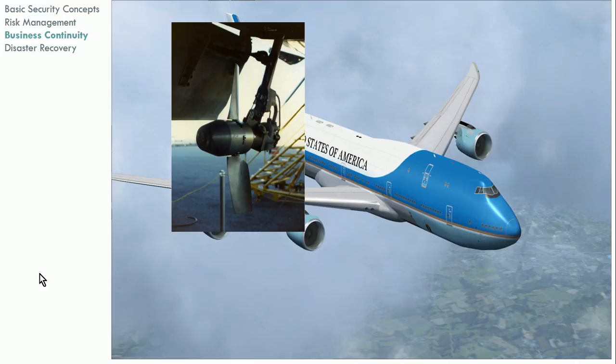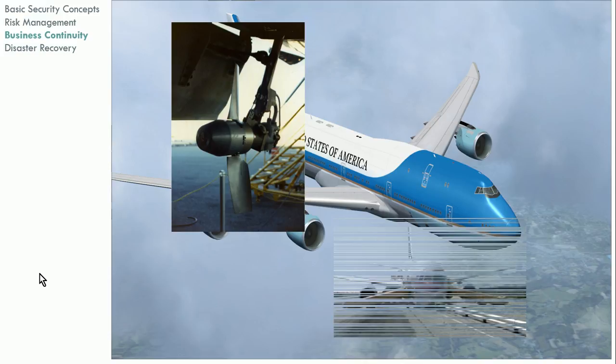So not only can a 757 fly on just one engine, it could technically fly on zero engines. And you might be saying to yourself, well, okay, maybe it can fly with no engines, but eventually it's going to crash, right? If there's no power. And in fact, that's true.